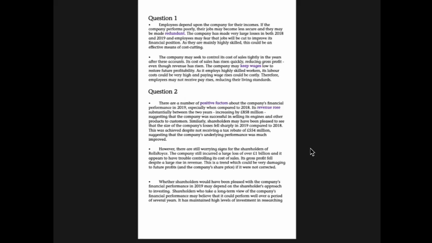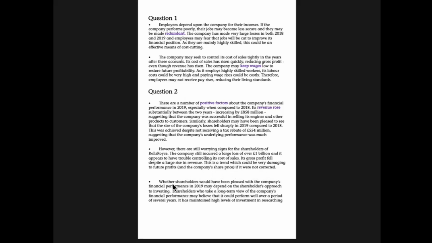However, there are still worrying signs for the shareholders of Rolls-Royce. The company still incurred a large loss of over 1 billion pounds, and it appears to have trouble controlling its cost of sales. So these are the worrying signs. We talk about the positives, and then we also talk about a bit of the negatives. He continues to say that this trend could be very damaging to future profits and the company's share price if it is not corrected.